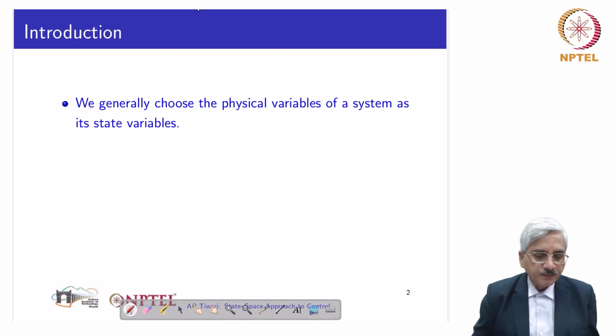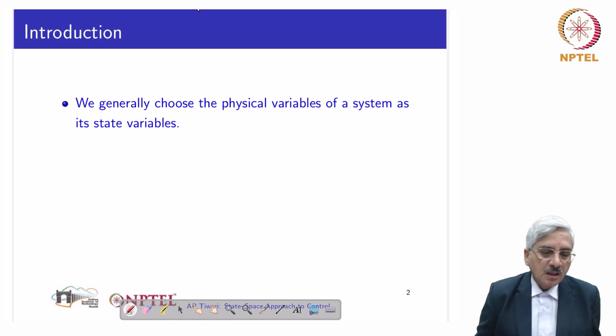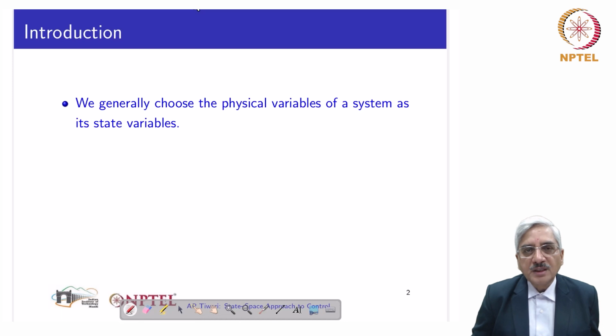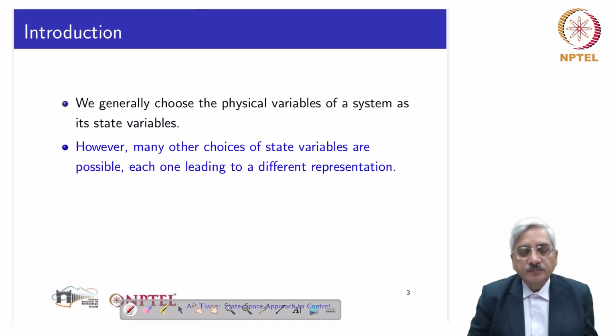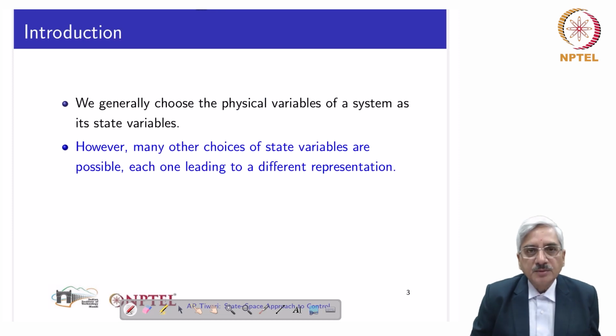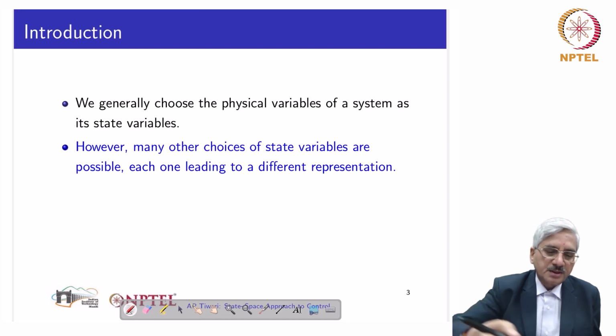Generally, when we do the mathematical modeling, we choose the physical variables of the system as its state variables. For example, when we were discussing the series circuit consisting of R, L and C components, we chose the charge flow as the state. That's not necessary. We can take other variables as the state variables, and this is what is to be done today. Many choices of state variables are possible, and each choice will lead to a different representation, meaning that the system matrix and input matrix in one representation will be different from those in the other representation.